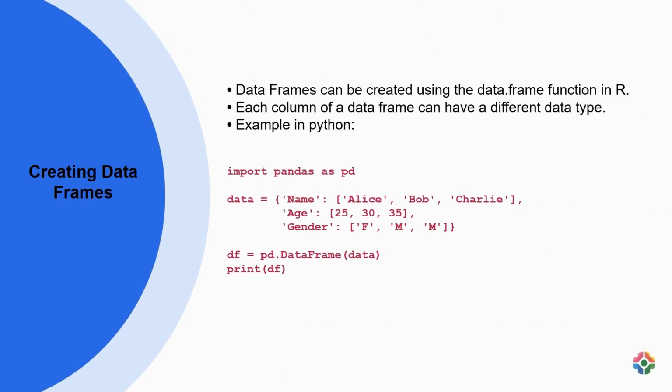A data frame can be created using the pd.DataFrame function. This function allows for columns with different data types. For instance, a data frame can consist of columns representing names, ages, and genders of individuals. In the provided Python example, a pandas data frame is created with columns name, age, and gender, containing data for 3 individuals. The resulting data frame is then displayed.